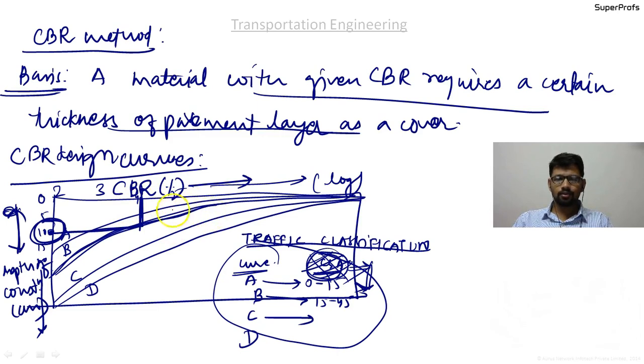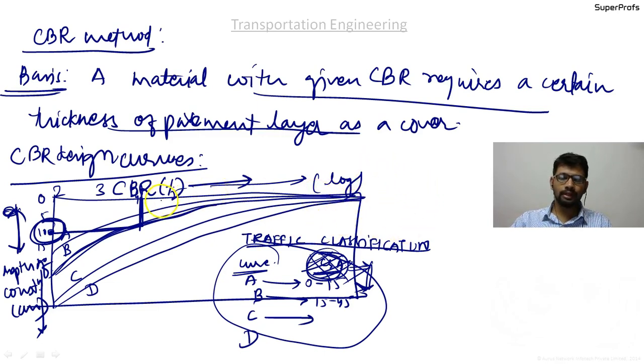So it is straightforward that for a given CBR of the material, we find out the depth of the pavement layer. So higher the load, higher is the pavement thickness of subbase. So this is how the CBR method works.